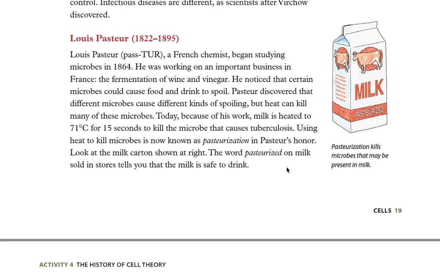He noticed that certain microbes could cause food and drink to spoil. Pasteur discovered that different microbes cause different kinds of spoiling, but heat can kill many of these microbes. Today, because of his work, milk is heated to 71 degrees Celsius for 15 seconds to kill the microbe that causes tuberculosis. Using heat to kill microbes is known as pasteurization, in Pasteur's honor.